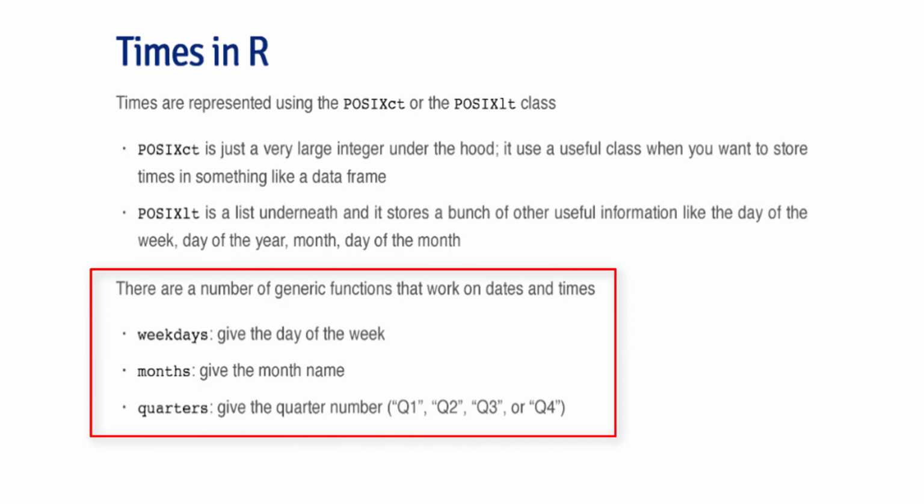There are a number of generic functions that operate on both dates and times. The weekdays function tells you what day of the week a given time or a given day is. The months function tells you what month that date or time is, and the quarters function gives you the quarter number. For example, quarter Q1 would be January through March, the second quarter would be April through June, and so on. These generic functions operate on objects of class POSIXct, POSIXlt or Date.